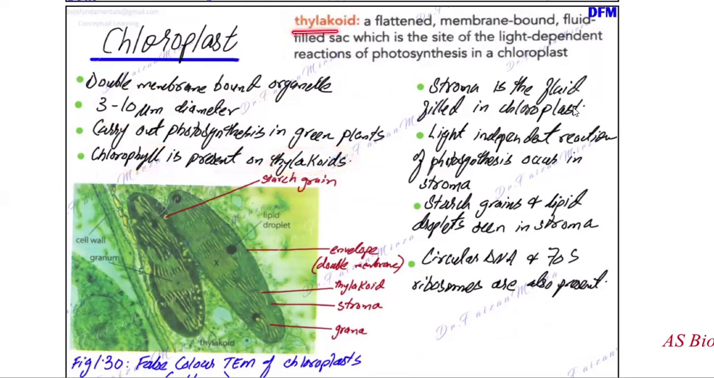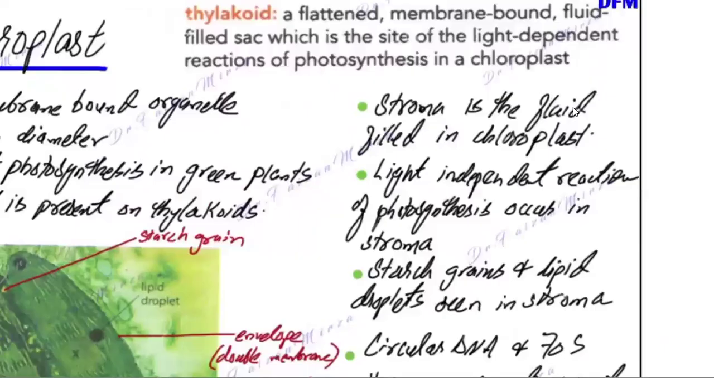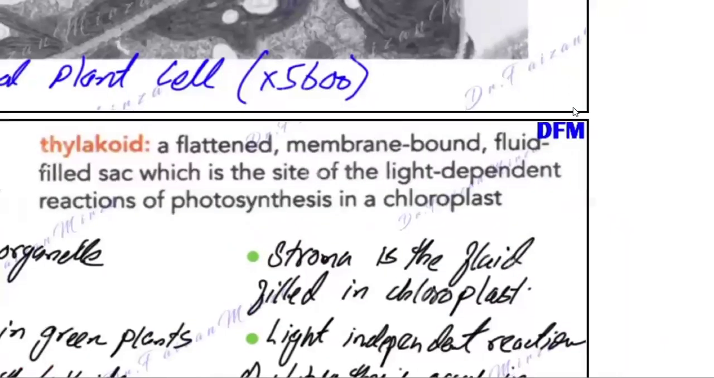What are thylakoids? Thylakoid is a new term for you. Thylakoids are flattened membrane-bound fluid-filled sacs present inside the chloroplast. And these are the site for the light-dependent reaction, which means the photopigment, which is your chlorophyll, is present on the thylakoid membrane.